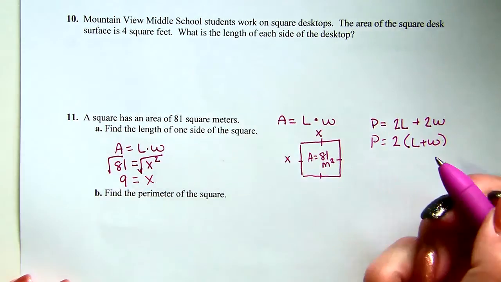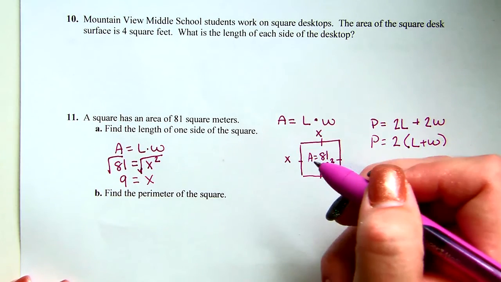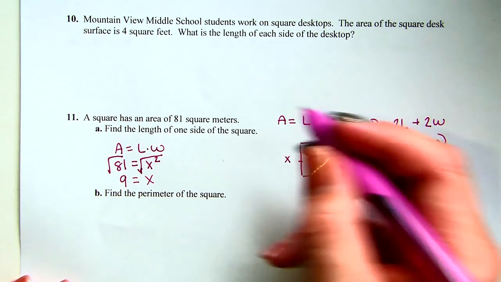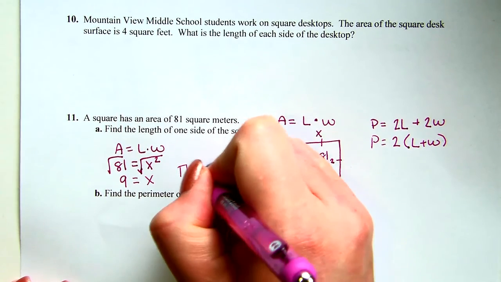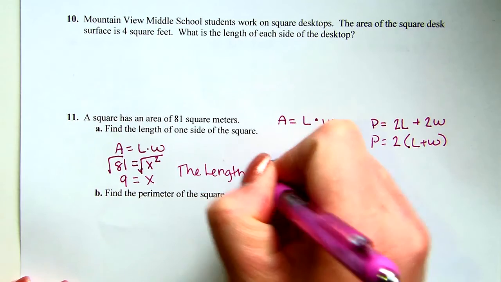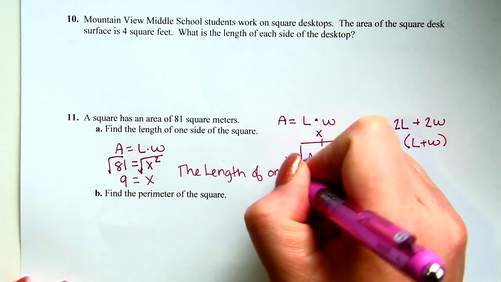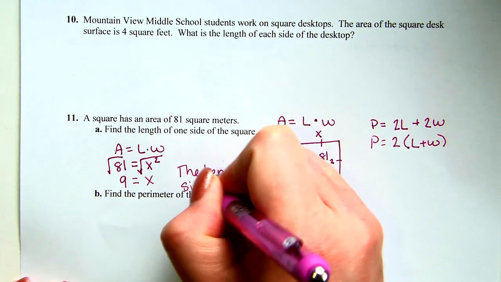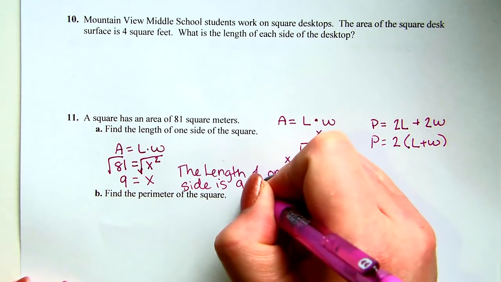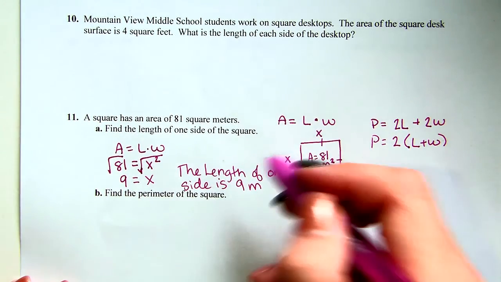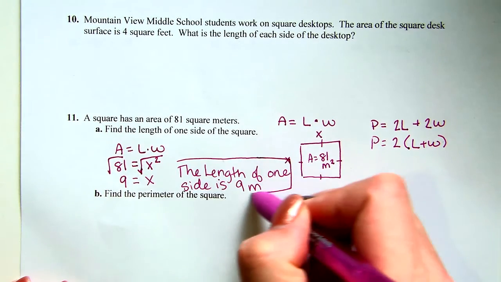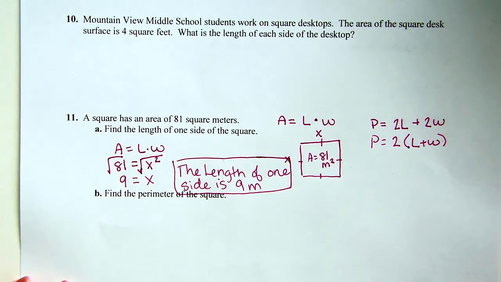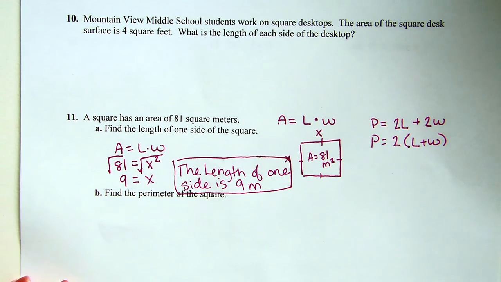Because this is a word problem, we need words in our answer. So we're going to say the length of one side is 9 meters. Now it's not going to be 9 meters squared. Only the area is squared. The length will specifically be 9 meters.